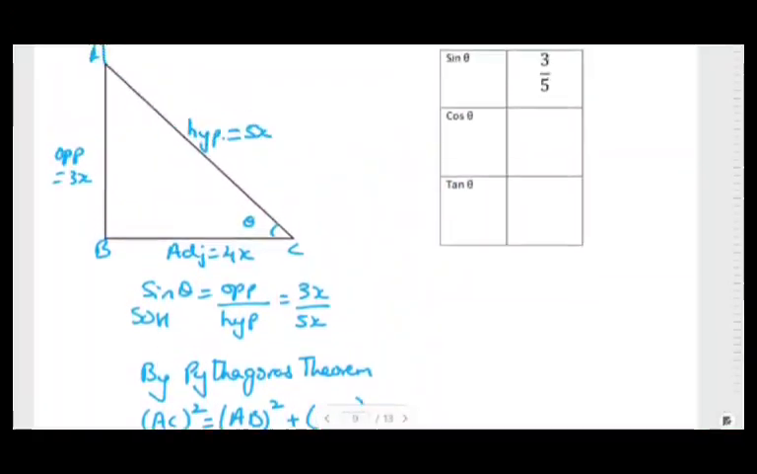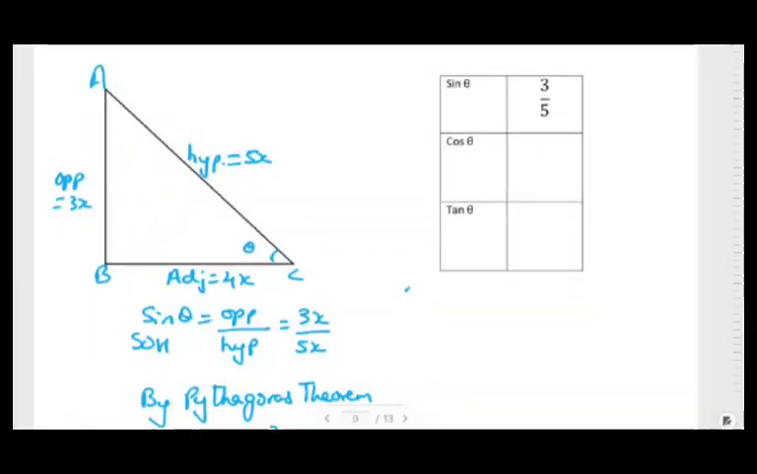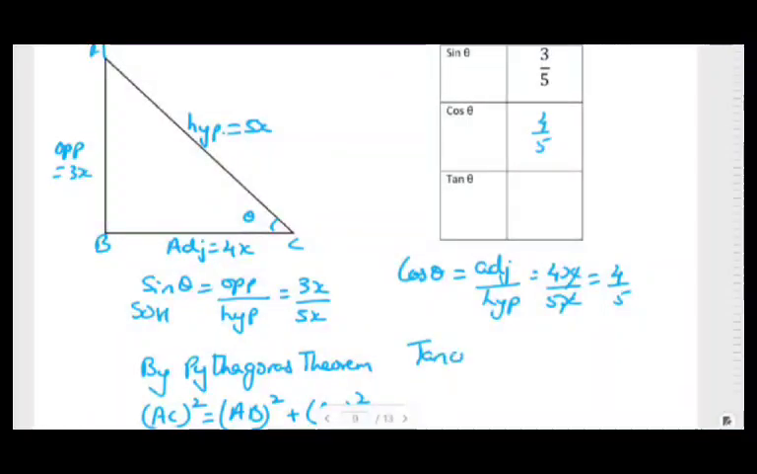So, all my values in place. Cos theta is equal to adjacent upon hypotenuse. What's my adjacent? 4x. Hypotenuse 5x. X cancel. 4 upon 5. What's my tan value? Opposite upon adjacent. Opposite is 3x. Adjacent is 4x. X cancel. 3 upon 4.